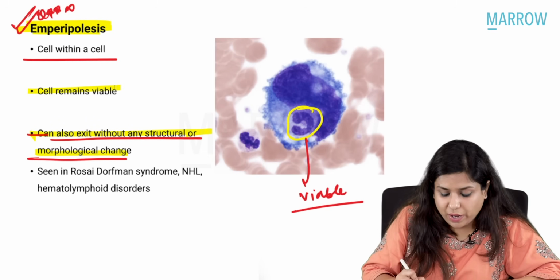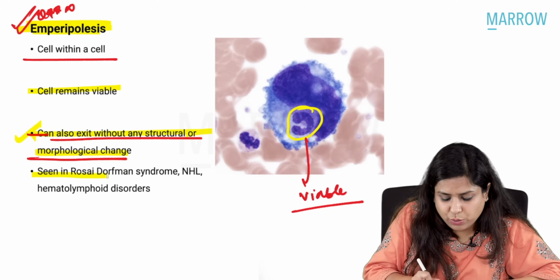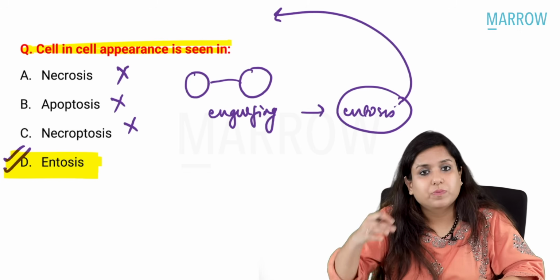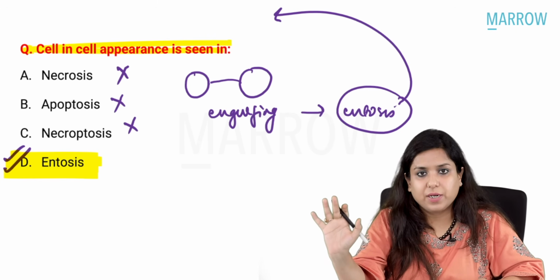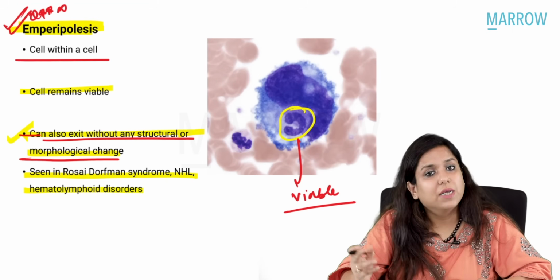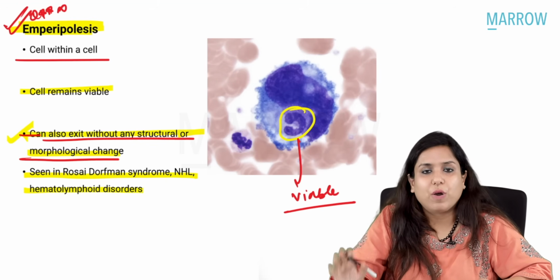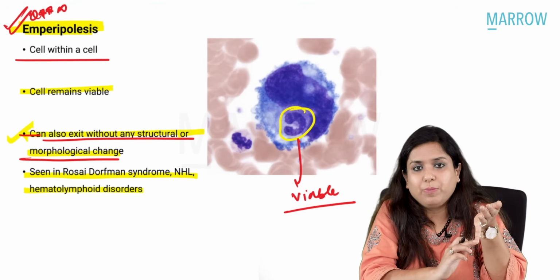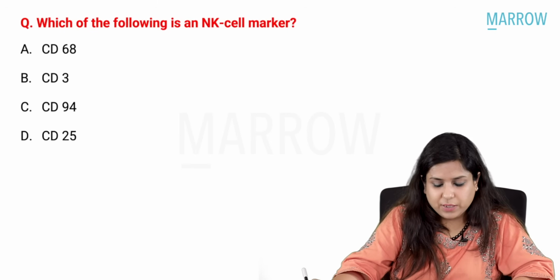This inside cell remains viable. It can exit without any structural or morphological change, and it is usually seen in Rosai-Dorfman disease, hematolymphoid disorders or non-Hodgkin's lymphoma, right? In entosis, the cell which is inside is initially living, but later on it dies. But in emperipolysis, this is a living cell which without any structural or morphological damage can move out of the cell. Right? Understood? So, now you will be able to answer all the questions related to emperipolysis also. You all know what is entosis. Understood? Okay. Let's move to the next question.